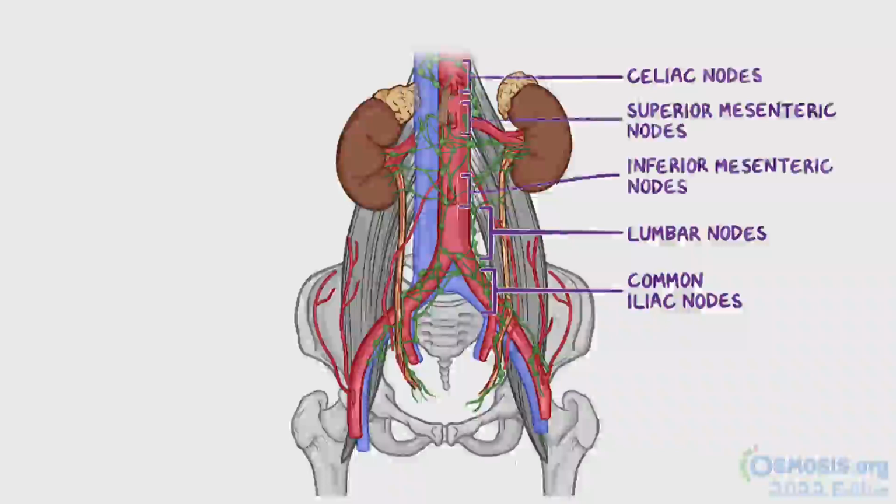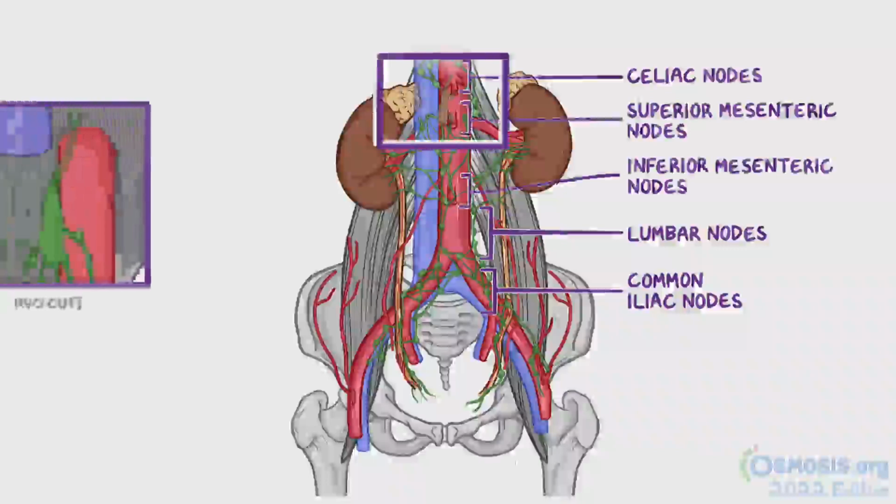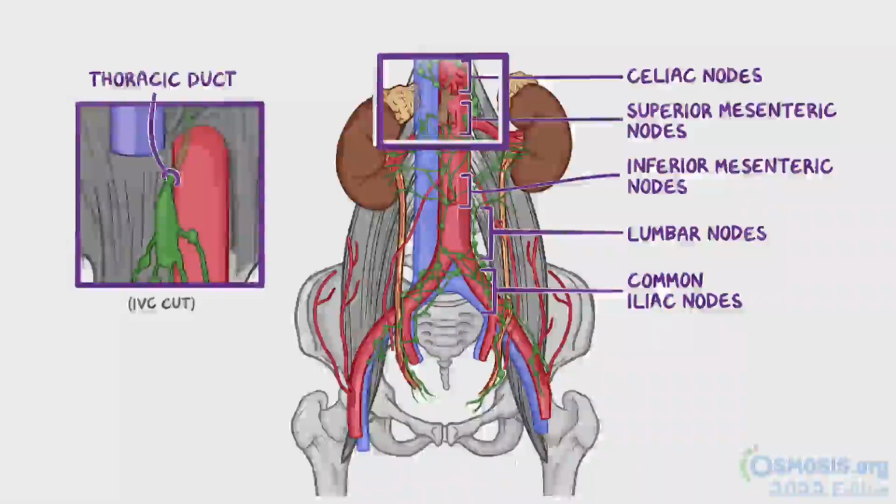Lymphatic trunks from all of the nodes in the abdomen converge to form the beginning of the thoracic duct, which sometimes looks like a dilated sac called the cisterna chyli.